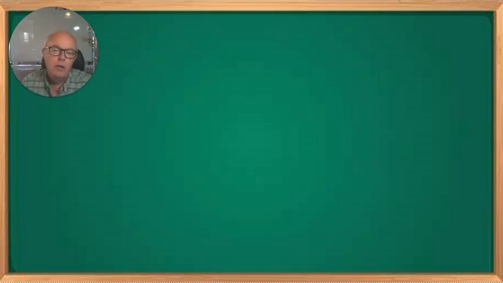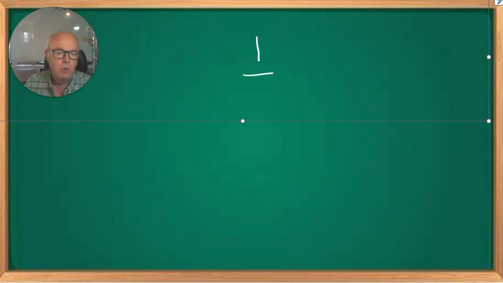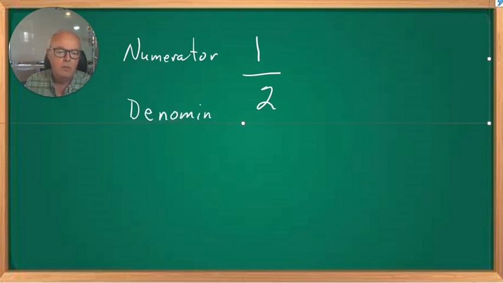Today we'll be learning about the basics of fractions, how to add them and how to subtract them with both common and uncommon denominators. First of all, we need to know what is a numerator and what is a denominator. So if we have a fraction, for example, 1/2, the top number is the numerator and the bottom number is the denominator. So numerator and denominator.